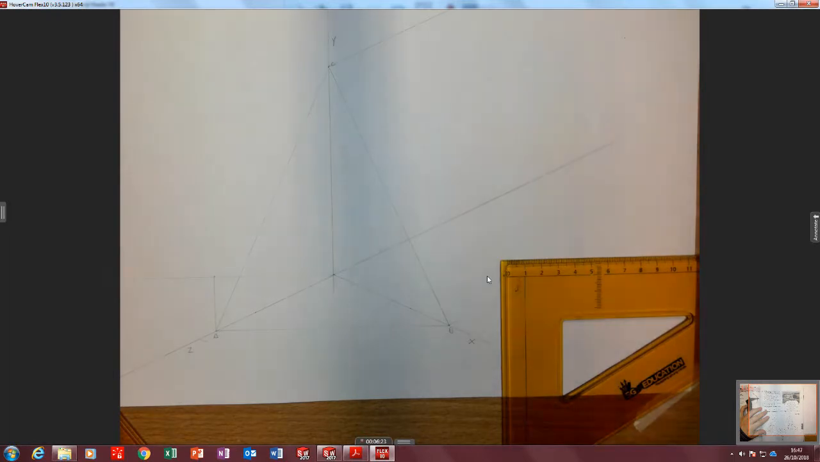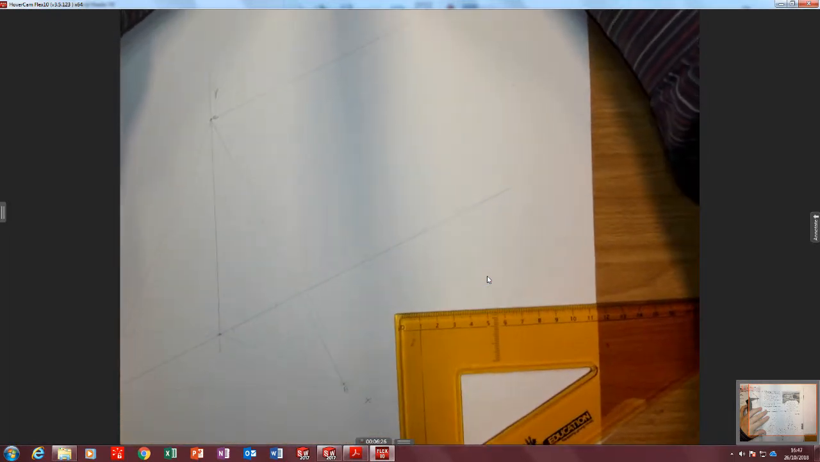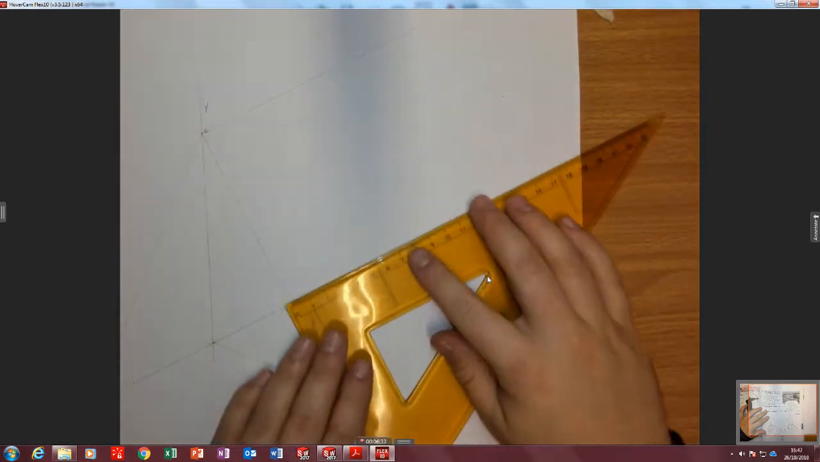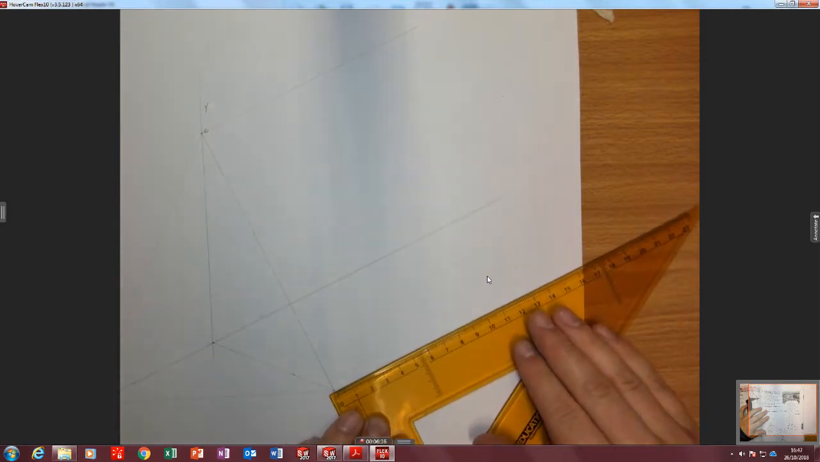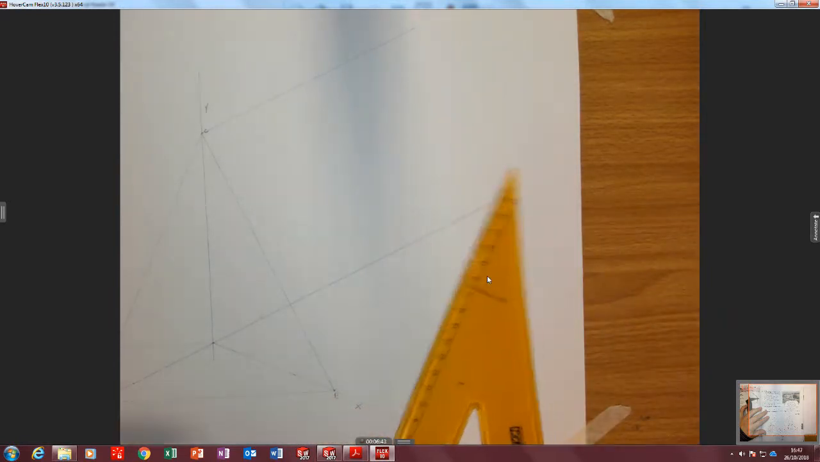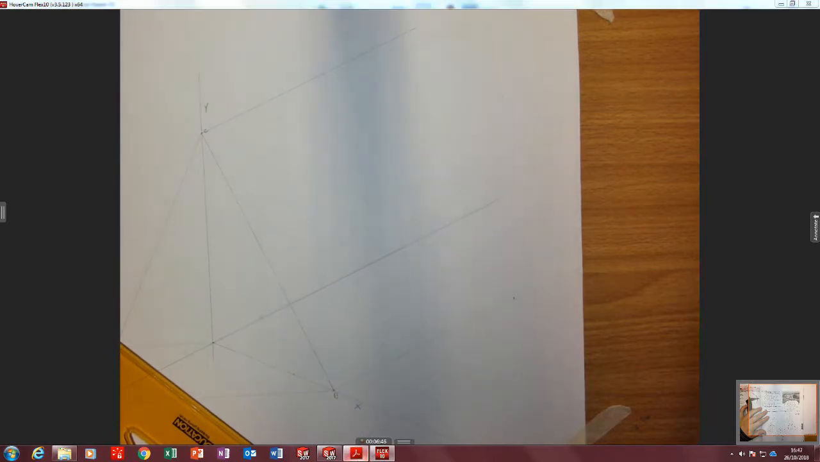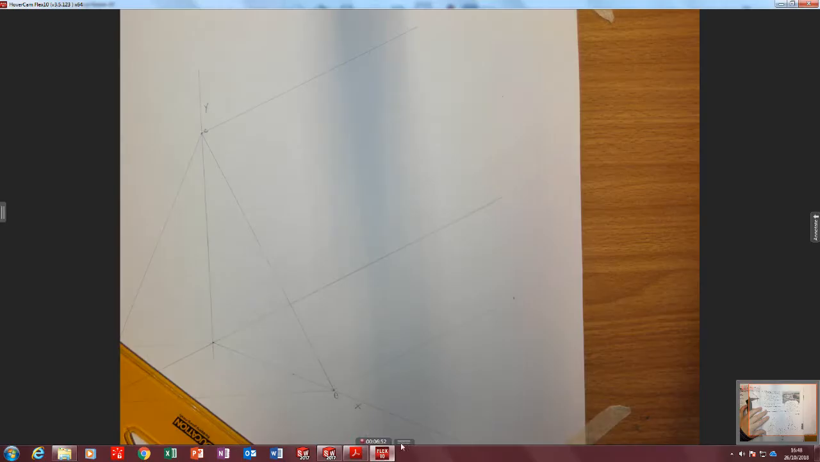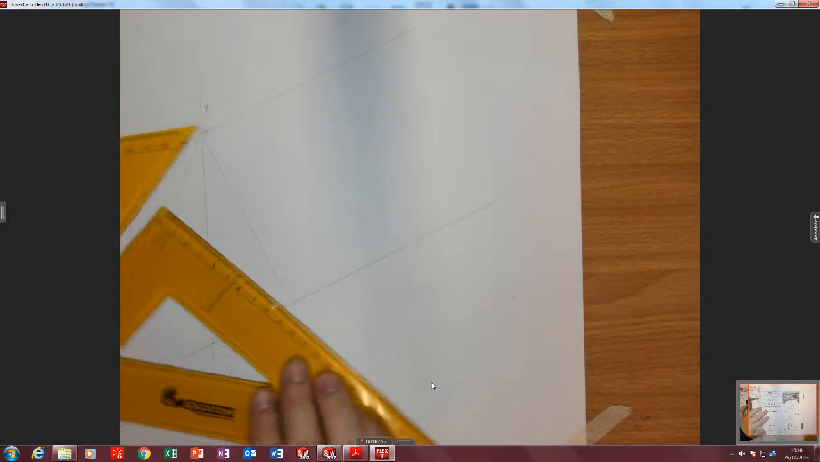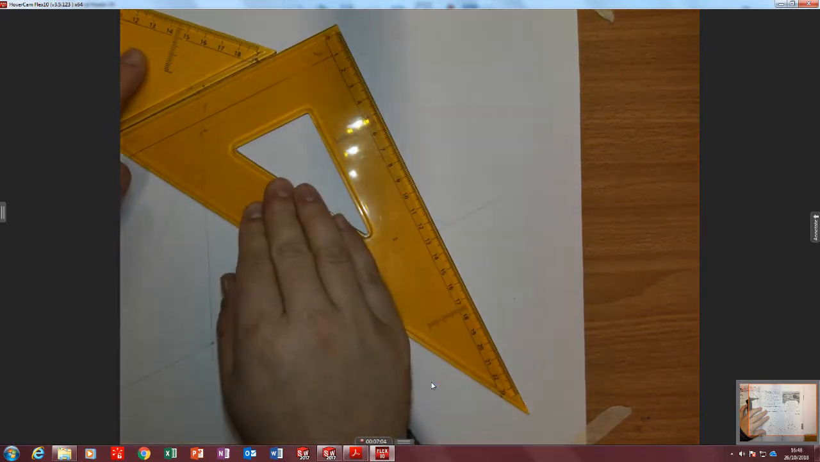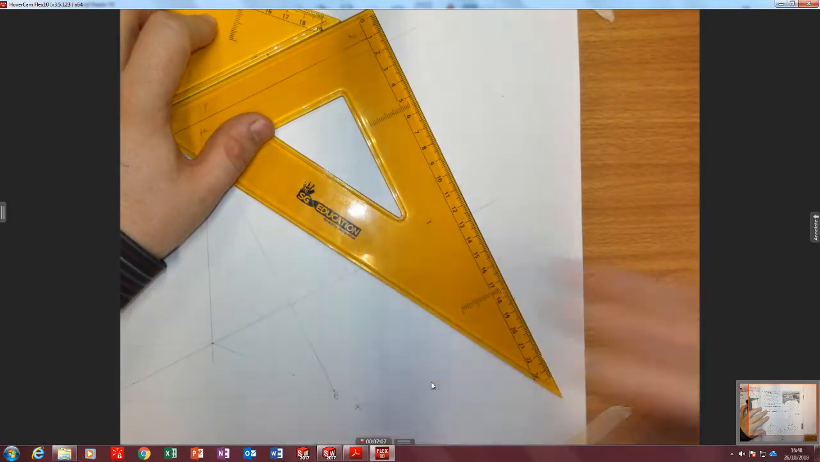In this question, I'm going to measure out about 120, which should do fine. So I'm going to measure 120 out. Now, this green line you're going to see here is parallel to the green line BC. So I'm going to draw a line parallel to BC over here.